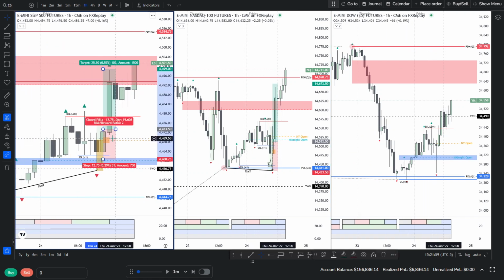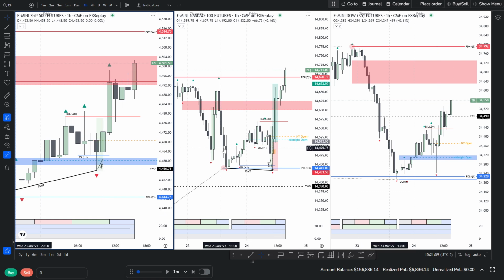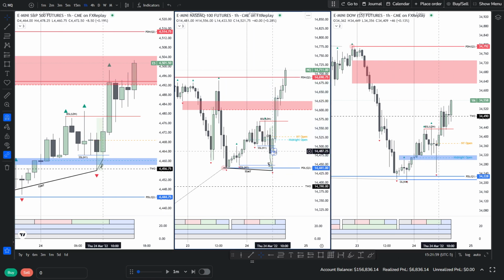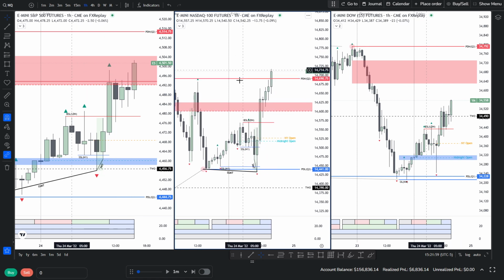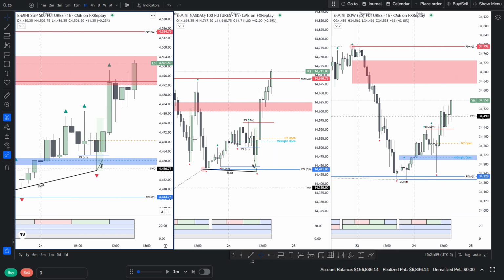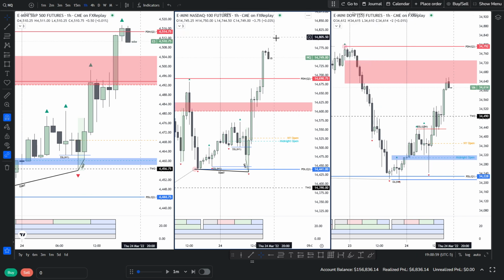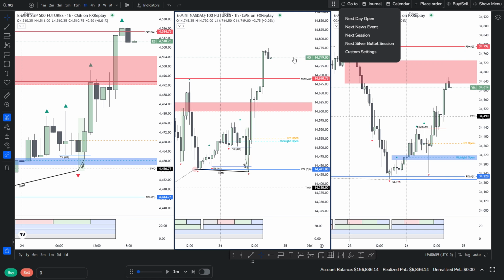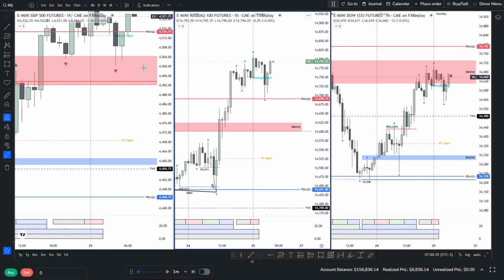Let's get rid of this. Get rid of that as well. Okay, that's fine. So we got to 3 o'clock. I'm just going to get rid of the London high. We're going to have a look at Friday. Again, I don't typically trade Friday, but let's go to the next session and see what we get. Then we'll clean up our charts. One more session, we'll clean up our charts.